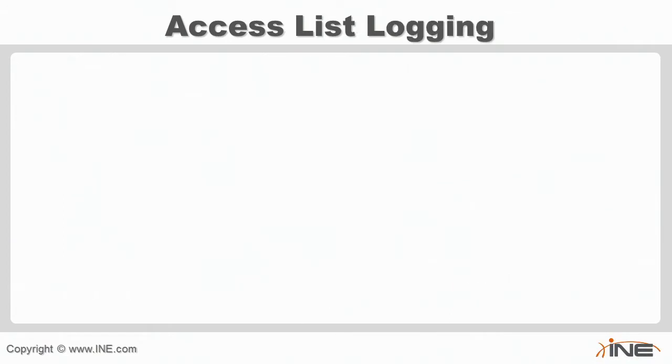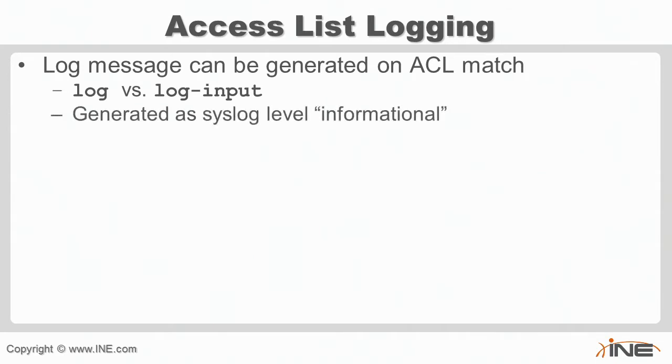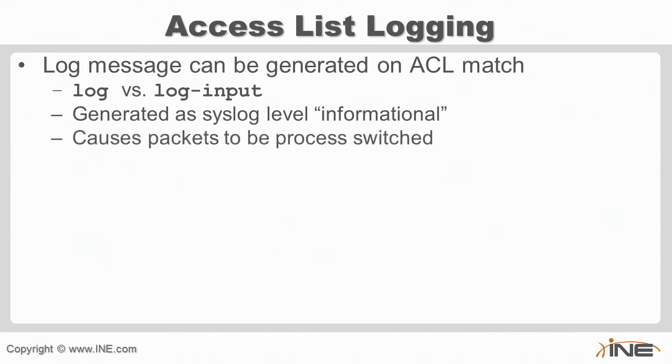So as I mentioned here with the access list logging, we can log regular log output versus the log input, where log input is going to generate also the layer 2 source address as a packet came in on the link. These are going to be generated as syslog informational messages. So if we want to log those to the console or log those to syslog or to VTY, we need to make sure that we're logging at the proper level. But again, the disadvantage of this is that it's going to cause the packets to be process switched.